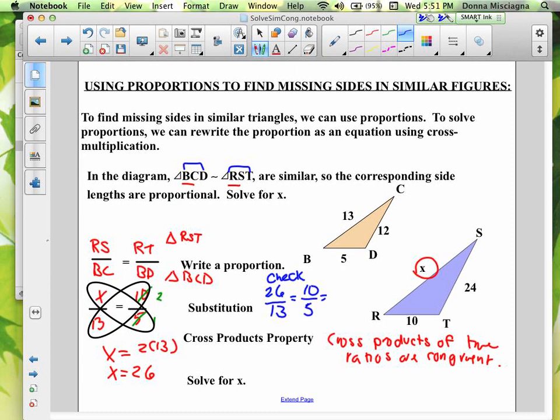And ST goes with CD, so ST is 24, and CD is 12. Now notice I have all of triangle RST in the numerator, and I have all of triangle BCD in the denominator. I can't go mixing up the triangles, otherwise it's not going to work out. And if I reduce all of those, well, 26 over 13, that's 2. And 10 over 5 is 2. And 24 over 12 is 2.